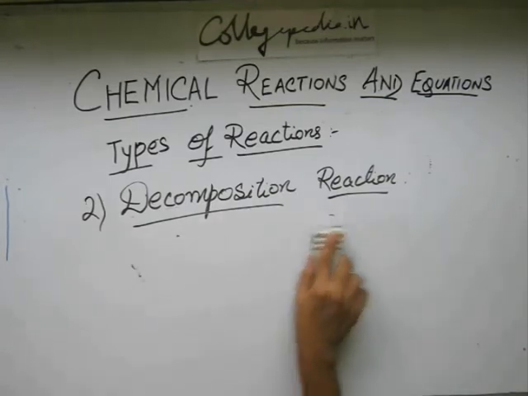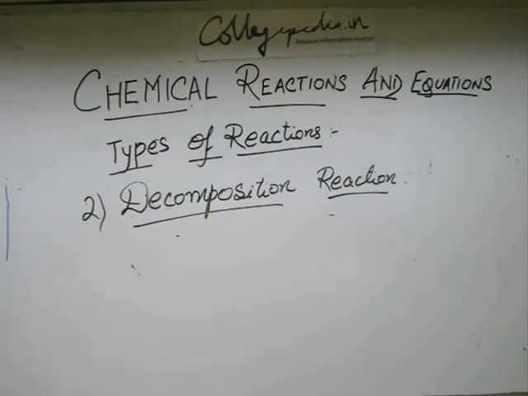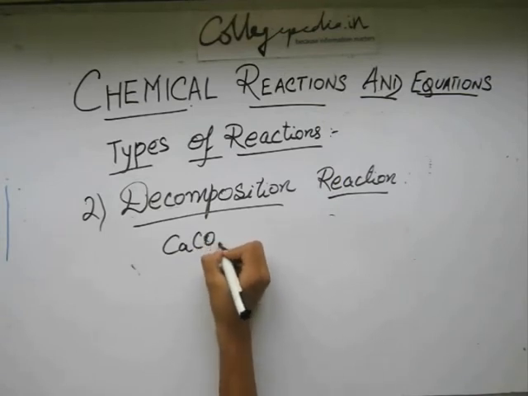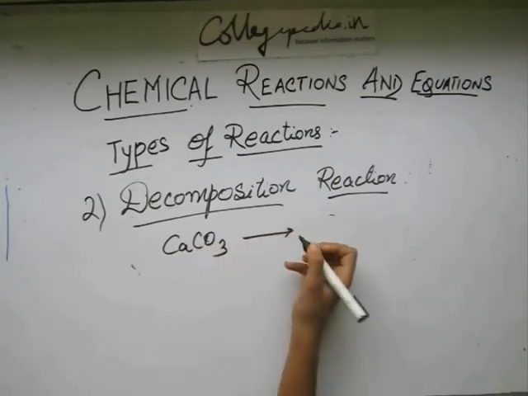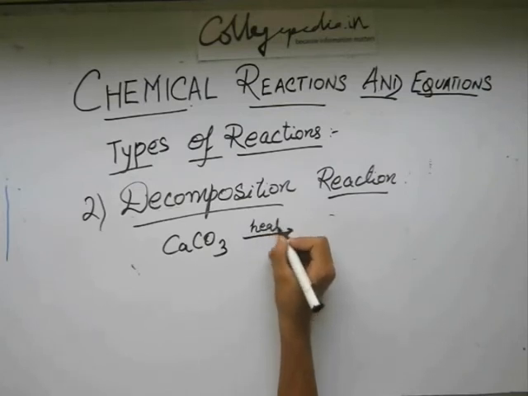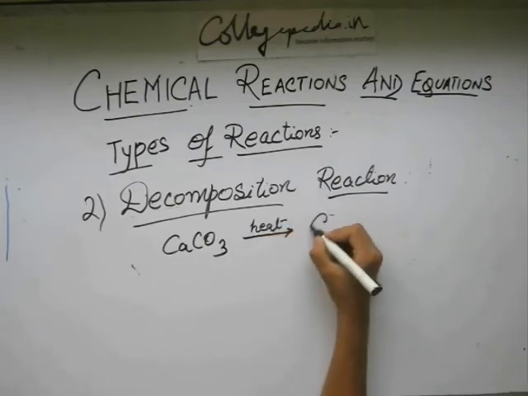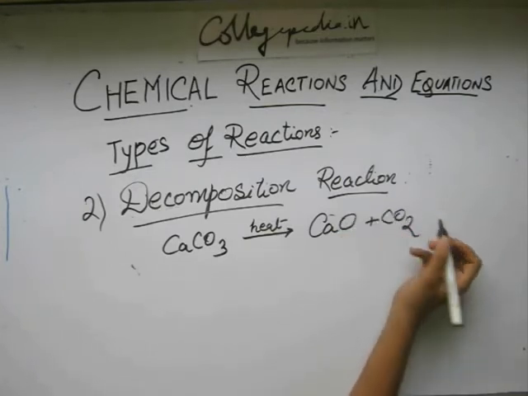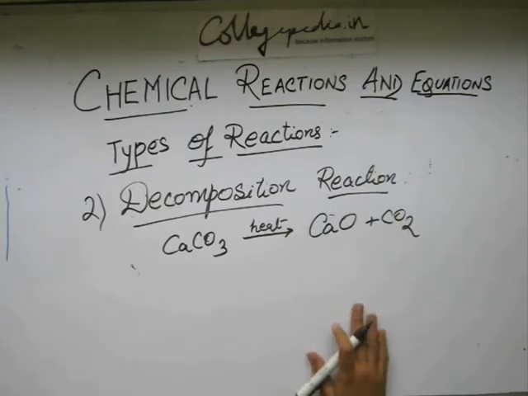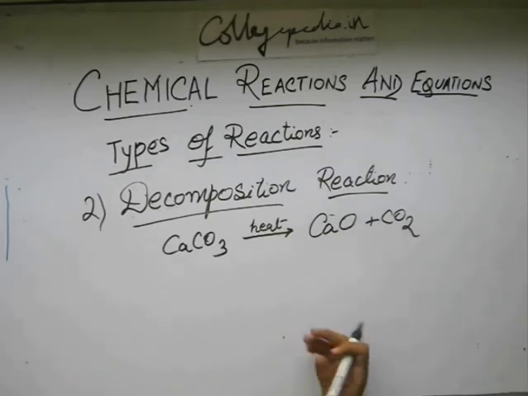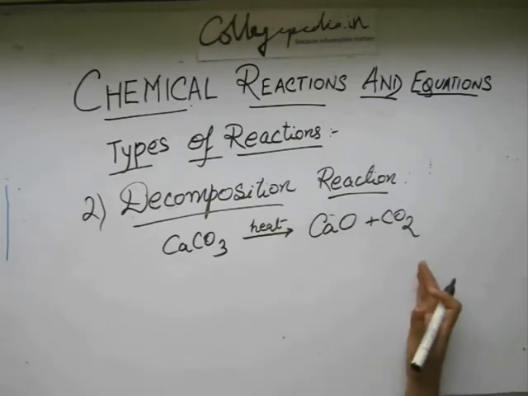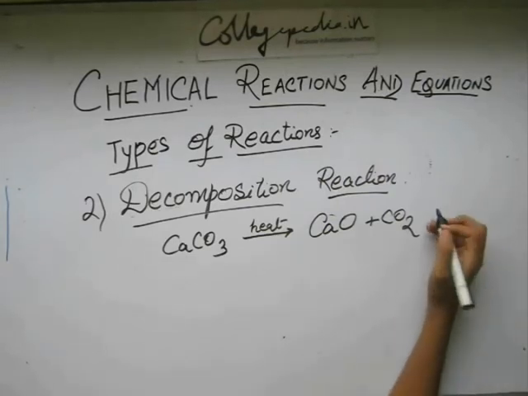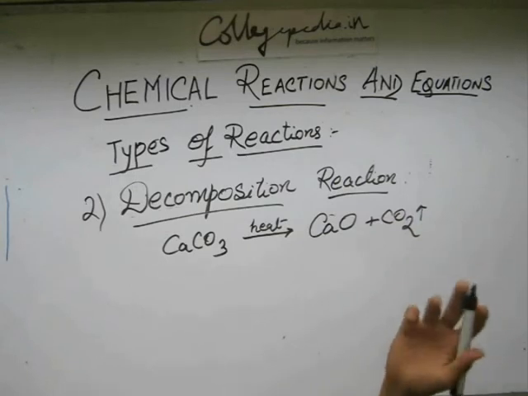So a very good example of this is your calcium carbonate. If you supply heat to calcium carbonate, you'll see that it will break down into calcium oxide and carbon dioxide. And this is balanced already. So this calcium carbonate, you just heat it a little bit, it will quickly decompose into this. And this will go out, just evolve.